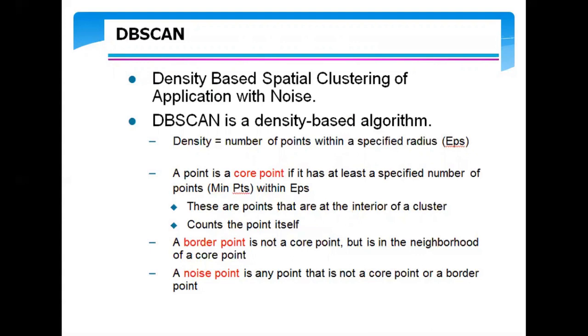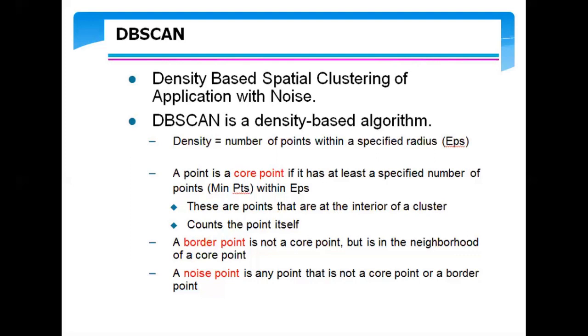One is the core point, border point, and noise point. A core point is a point which satisfies the criteria of minimum points, and they should be within the epsilon value. EPS stands for epsilon. You can also relate it as a radius. These are points at the interior of the cluster, and when you are counting, the core point itself also should be counted for satisfying the criteria of minimum points.